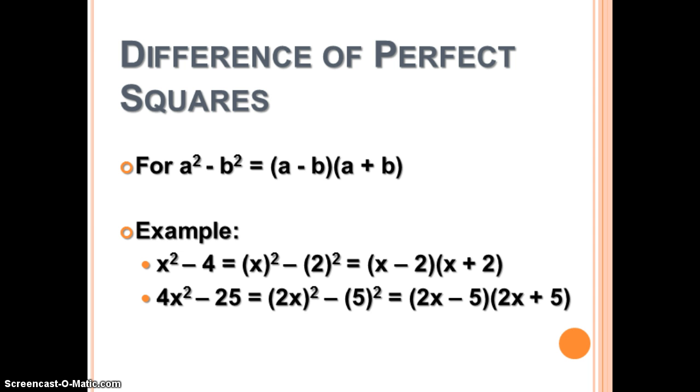And underneath that we have another one, 4x squared minus 25. So your a value will be 2x, because when you square that you will get 4x squared, and your b value will be 5. So for your first quantity you get 2x minus 5, and for your second quantity you get 2x plus 5.